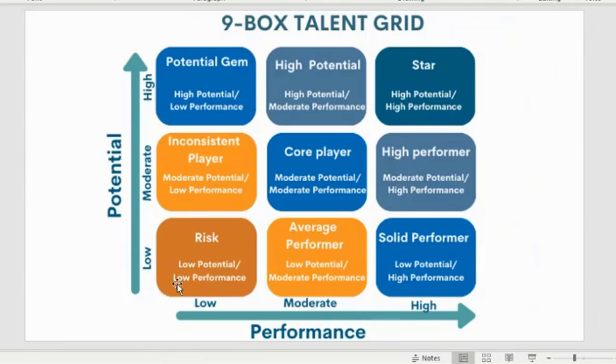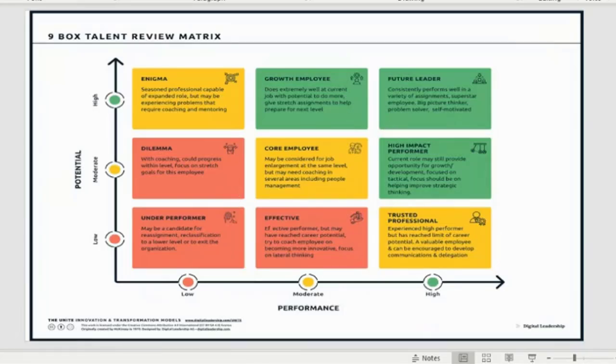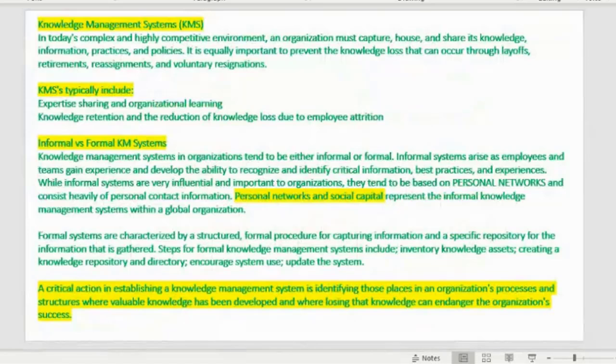Risk, which is low potential, low performance, which is really brown. And then you have average performer right here, which is low potential, moderate performance. And right here you have high potential, moderate performance, moderate potential, moderate performance. You have the star, which is the best of the lot, high potential, high performance. And you have the high performer, which is the moderate potential, high performance, solid performer, which is low potential but high performance. Okay. And this just gives you more information about what it explains it to be, and this does the same as well.